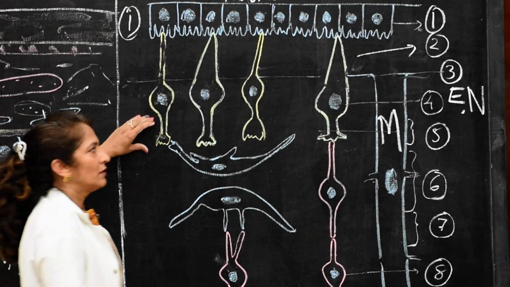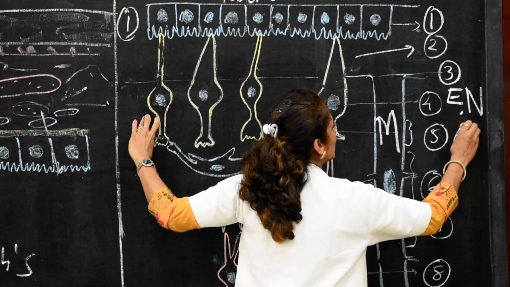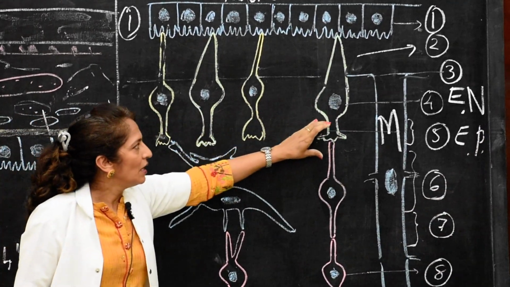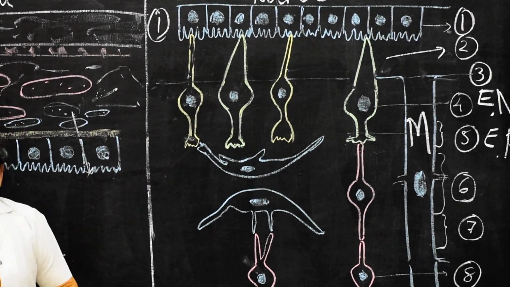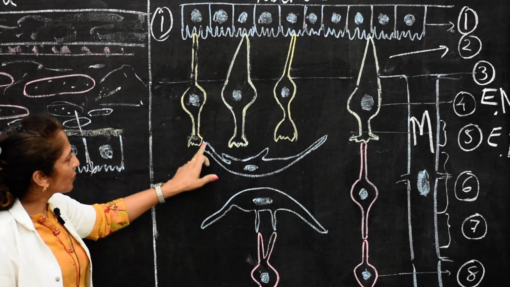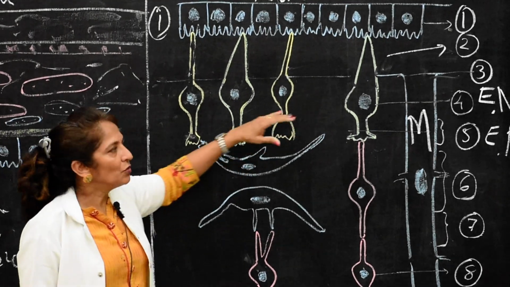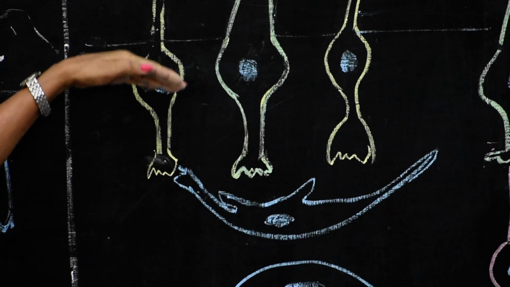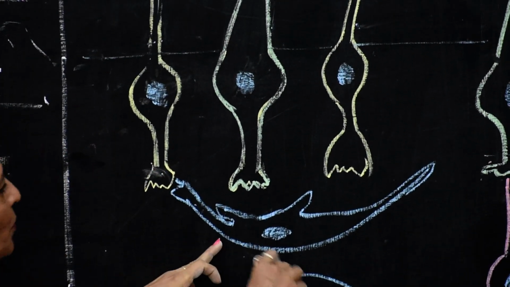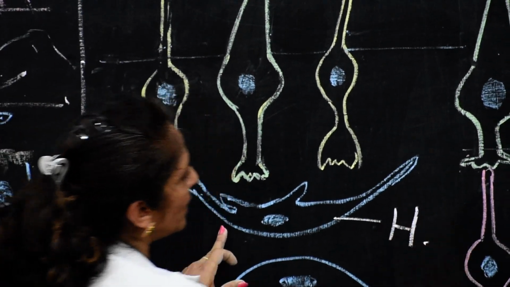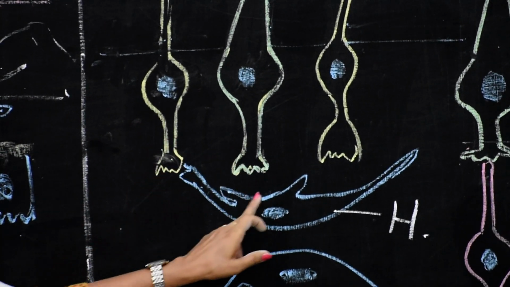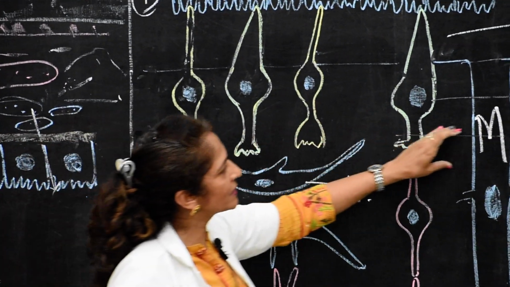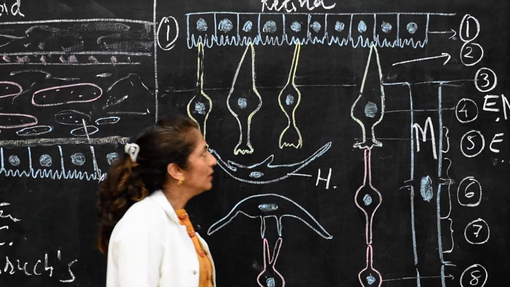Deep to it, the external plexiform layer. Plexiform means network-like. This layer is made up of processes of the cells. No nuclei are involved in this layer, only processes: the processes of rods and cones and the processes of horizontal cells. They form the synapse with the rods and cones. So these processes form the external plexiform layer.